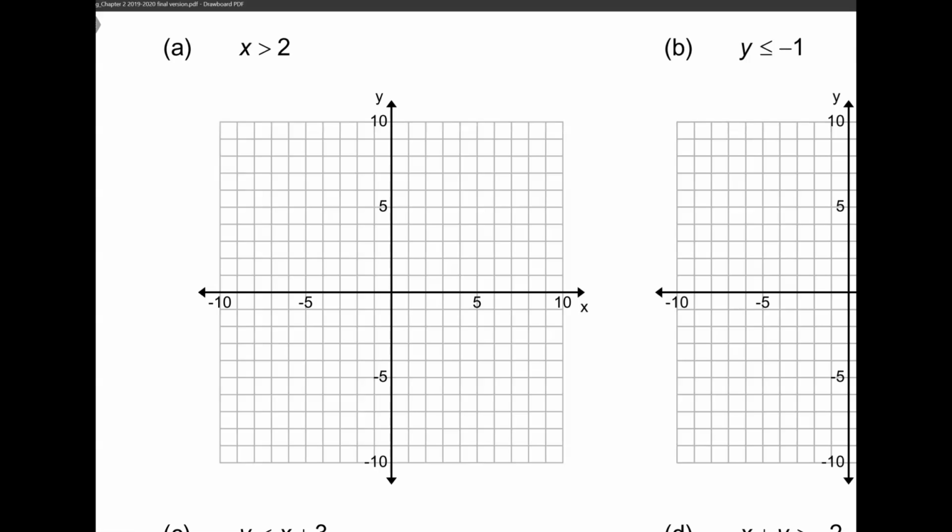So if I have x is greater than 2, is this going to be a solid or a dashed line? Dashed. It's dashed. Okay. Where is the line of x equals 2?